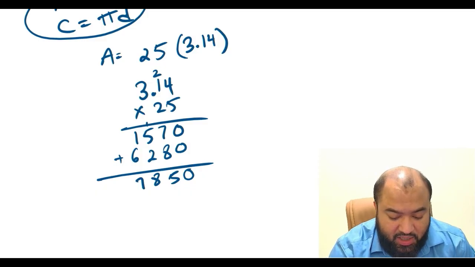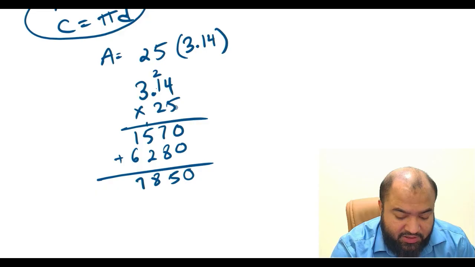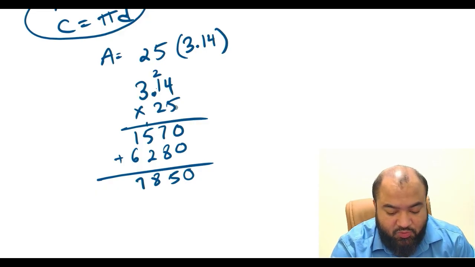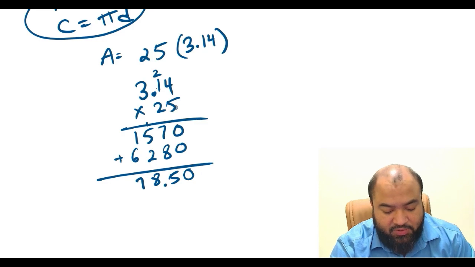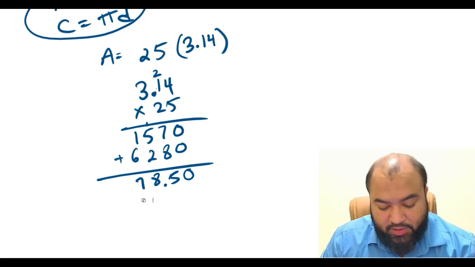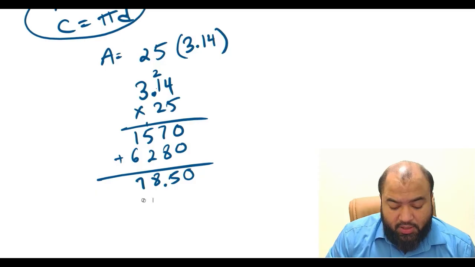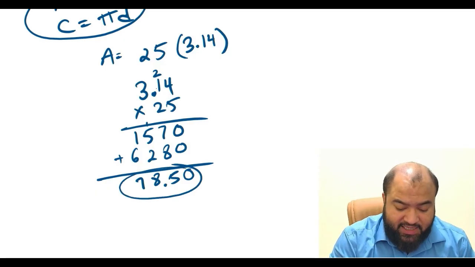Now, after doing that, you're going to replace the decimal. You see there are two numbers after this decimal, 2 digits, 1 and 4. So I'm going to have 2 digits after the decimal too. I'm going to place it right here. So now 78.50, that's the answer.